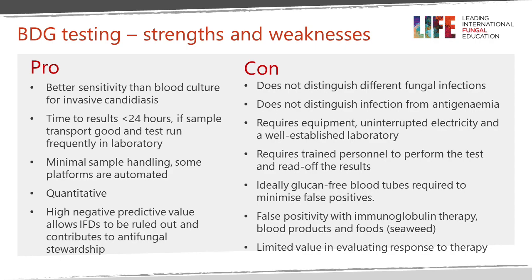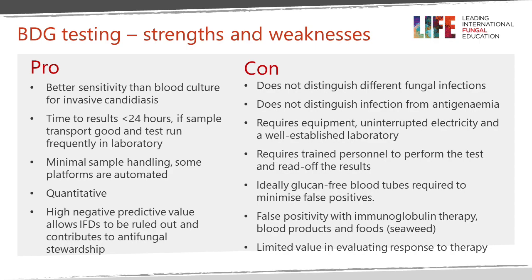The weaknesses of this assay are that it doesn't distinguish between different sorts of fungal disease. So you don't know, if a patient is positive, whether it's pneumocystis pneumonia, aspergillosis or candidiasis, for example. It doesn't distinguish infection from antigenemia. And circulating antigenemia in its own way has some relevance for the patient's immune status because of the immune activation.